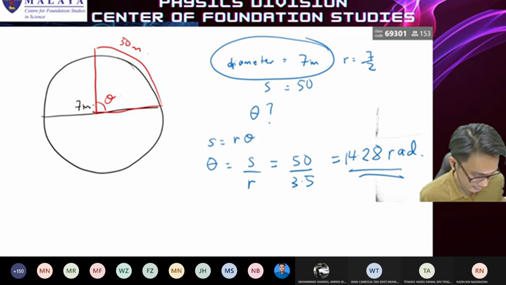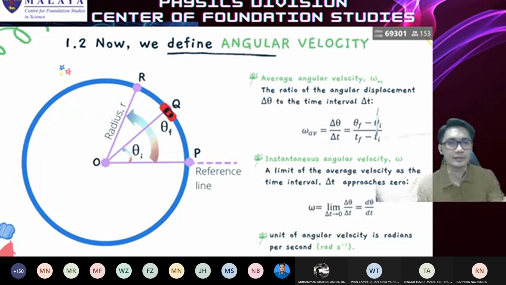Okay, let's look at the next question. Now we already know what angular displacement is. Angular displacement, the unit is radian. So you have to remember. I always memorize that angular displacement is not in meter, but it's in radian.